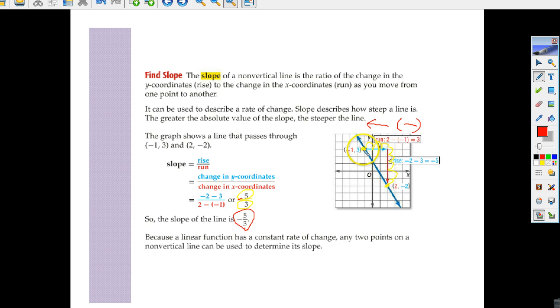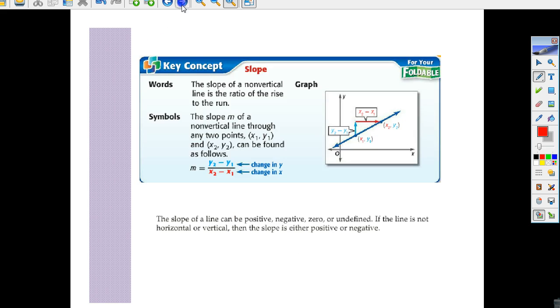Okay, when we're talking about slope, it's describing how steep this is. So how many you rise and how many you run. So you have -5/3. That is the slope. It's also called the rate of change, the constant rate of change. So again, the slope of a non-vertical line is the ratio of the rise to the run. So how many did you rise and how many did you run? Okay, the slope m of a non-vertical line through any 2 points, (x1, y1) and (x2, y2), can be found as follows. So it's really the rate of change from here to here.